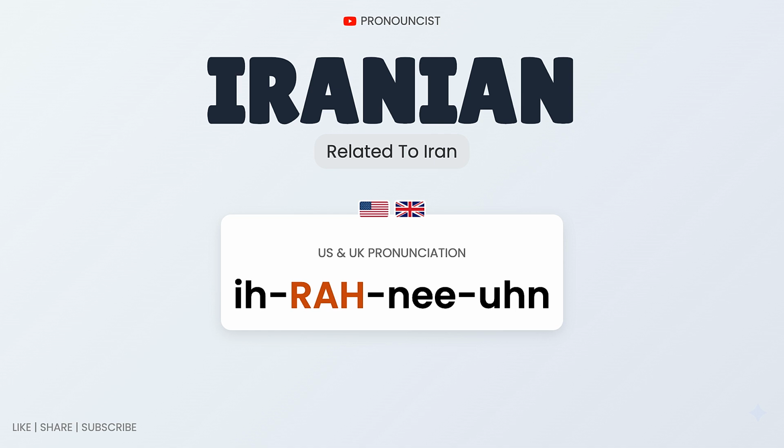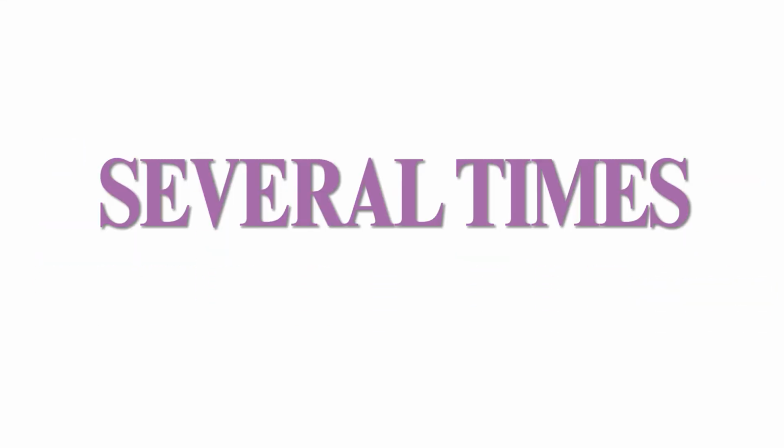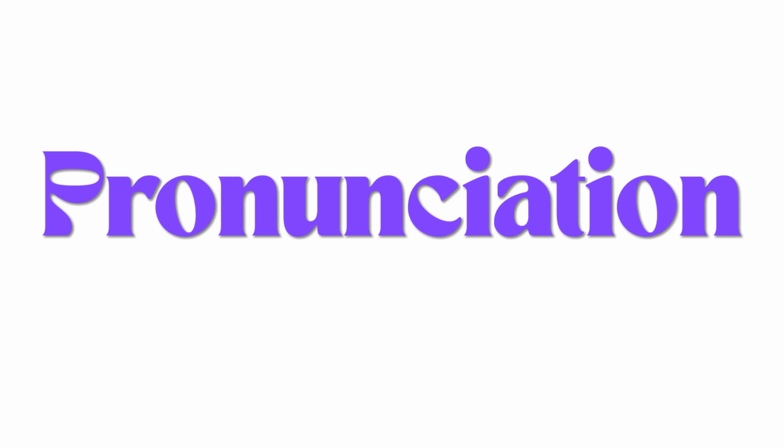I, ra, ni, un, Iranian. Practice repeatedly and you'll soon be able to say this word perfectly. The best way to practice is to repeat the syllable multiple times. The meaning of the word is related to Iran. Try repeating this word several times to improve your pronunciation.